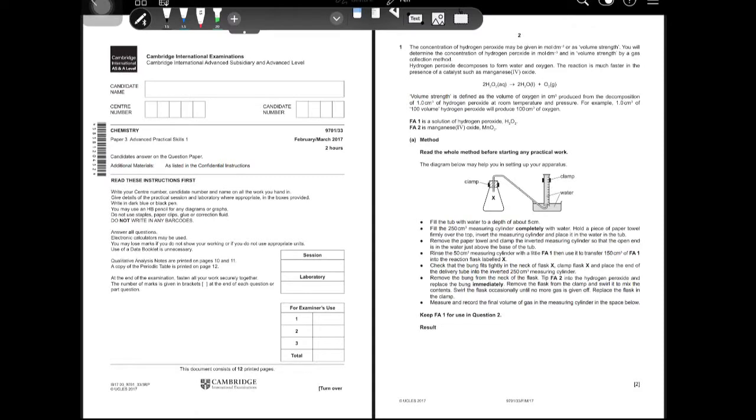In the first question, we have hydrogen peroxide decomposing to form water and also oxygen. From the experiment, we're going to collect oxygen in a measuring cylinder, and using the volume of oxygen produced, we're going to calculate the molarity of the hydrogen peroxide. So let's go through the procedure real quick in the lab.